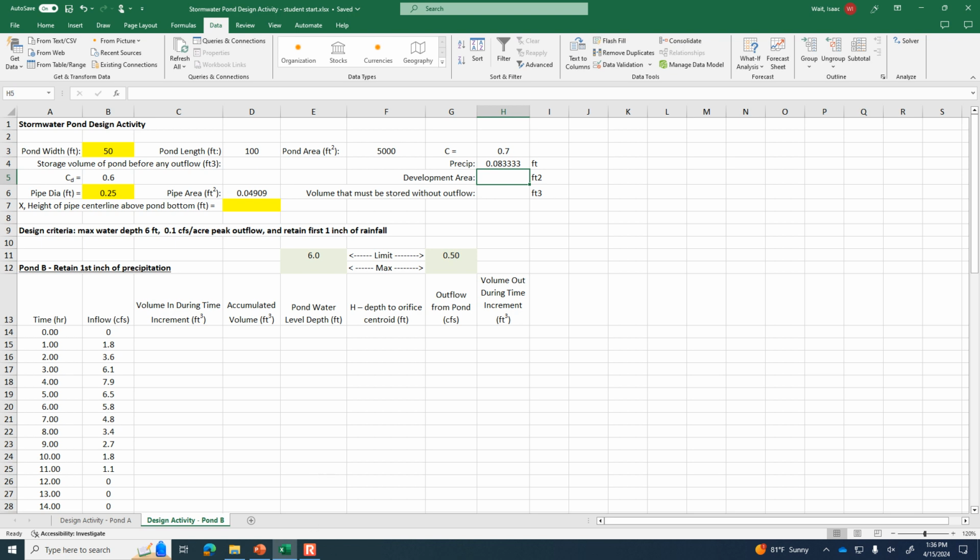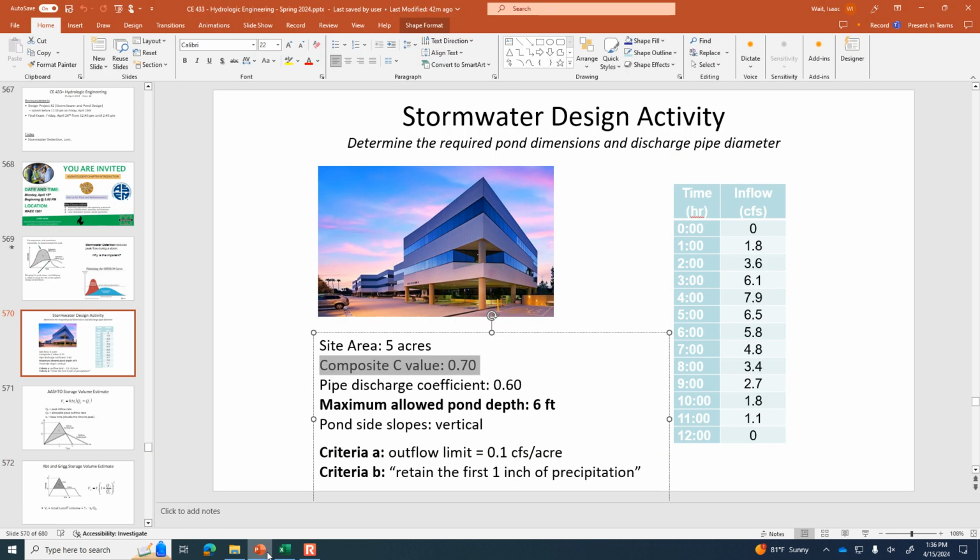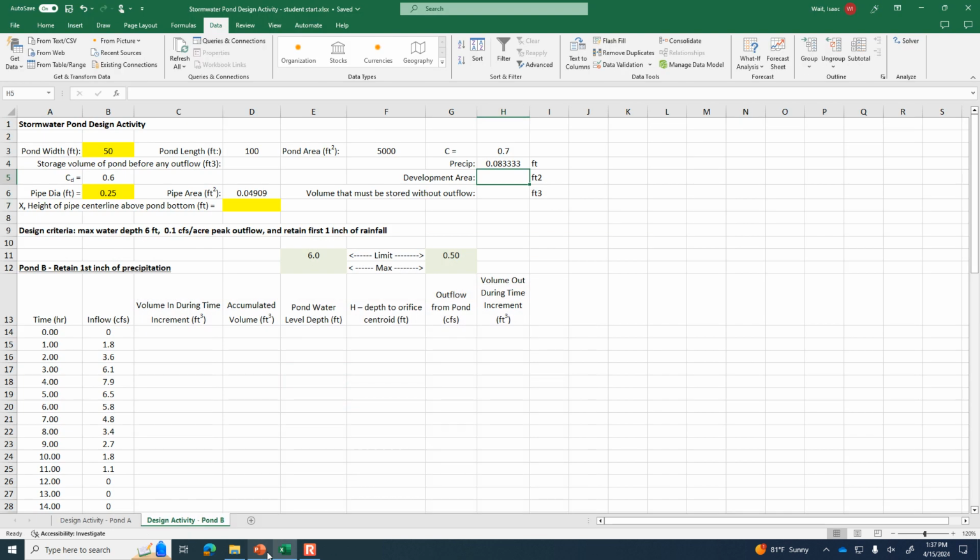Okay, the area of the development, this is a 5-acre development. 5 acres times 43,560 square feet per acre. So the total number of square feet of this development is 217,800 square feet. So the volume of water that has to be stored is going to be the C value multiplied by the precipitation depth multiplied by the development area.